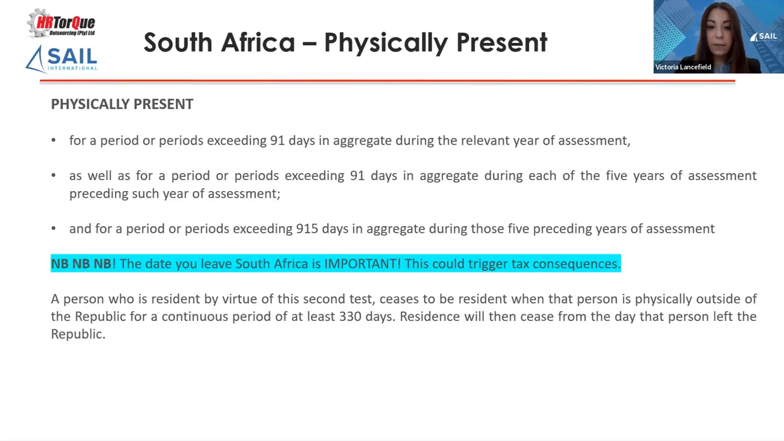Now, a third kind of ruling that does happen is that when a person ceases to be resident, if that person is physically outside of South Africa for a continuous period of at least 330 days, then the residence will cease from the day that person left the Republic, which is quite a nice, important factor to remember when doing your tax emigration.